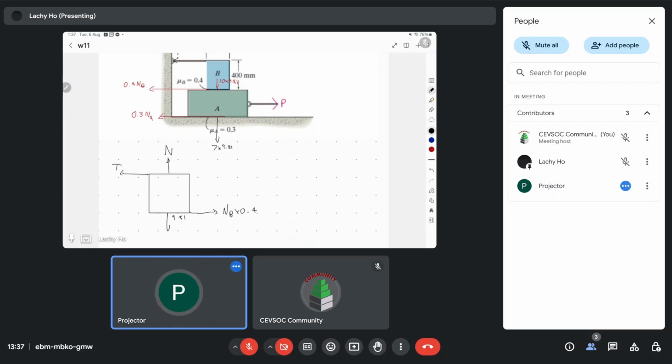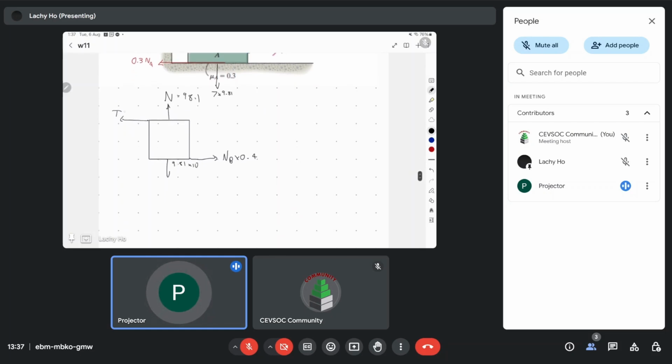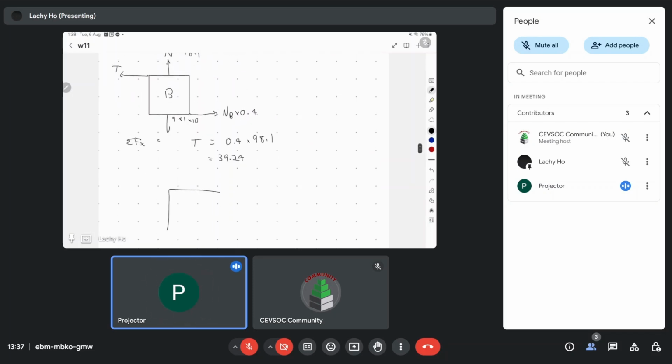And we know the normal force, which is above. So the normal force is just going to be 10 times 9.81. And so we can figure out the tension in the string of block B using the sum of the forces in the x direction. So T equals 0.4 times NB, which we found to be 98.1. So this tension force here is equal to 39.24, which is all cool.